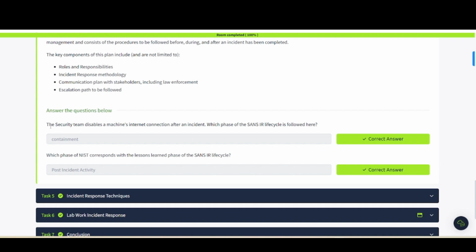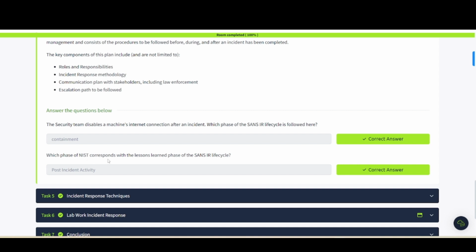But anyway, let's continue on. The security team disables a machine's internet connection after an incident. Which phase of the SANS IR lifecycle is followed here? Well, that's going to be containment, right? Since they're disabling certain functionality, or basically quarantining off that machine from anything else, the external world, external networks, what have you.